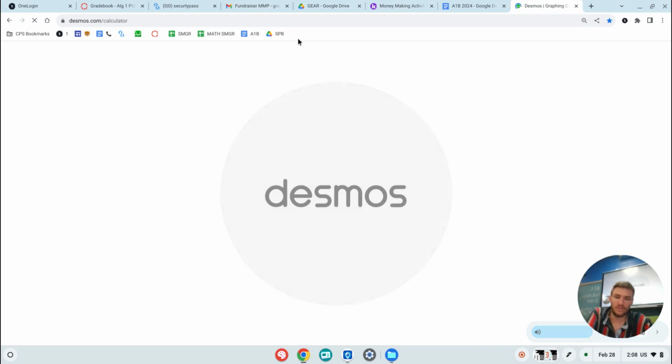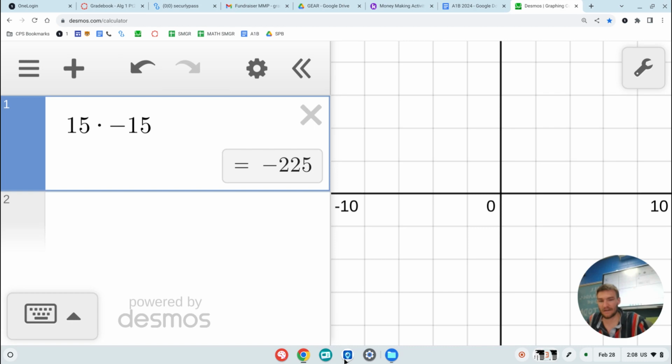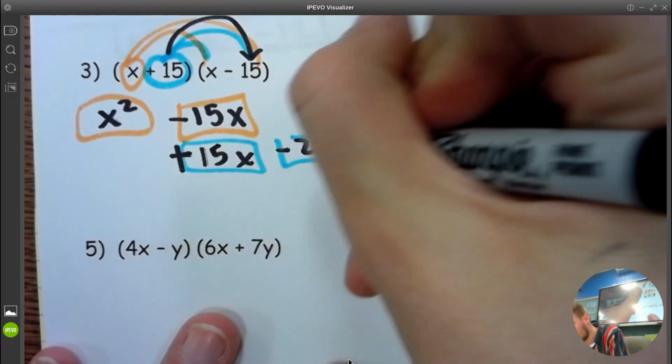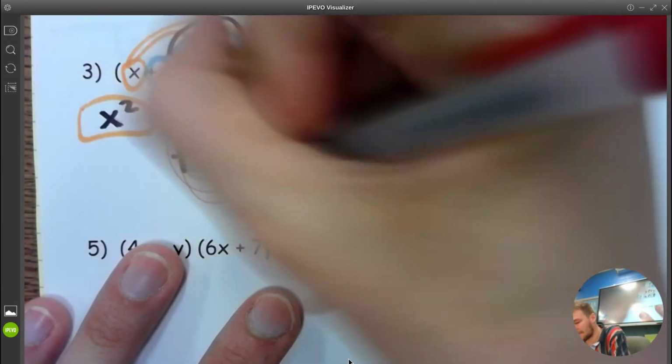Desmos. Negative 225. That is correct. 15 times negative 15, negative 225. You are correct. Negative 225. Okay, all we need to do now is combine our like terms, combine the middle stuff.